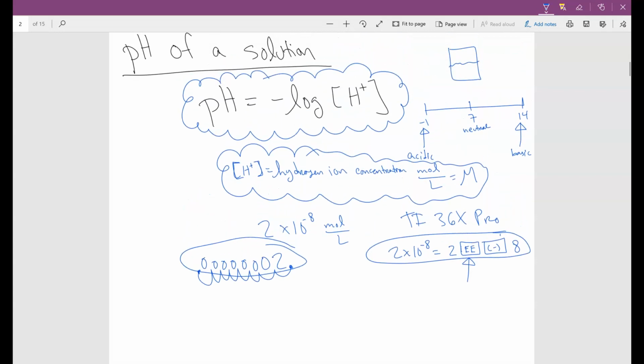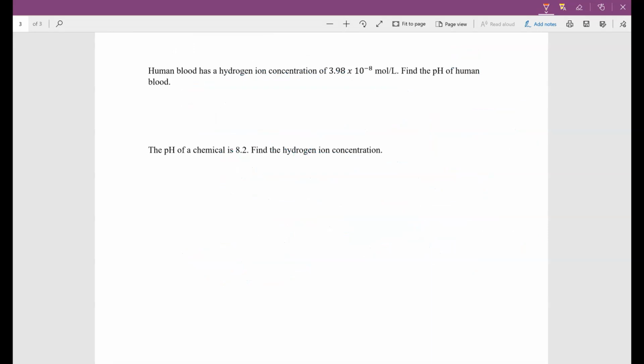So let's do a couple of examples. This isn't too bad. This is actually a freebie. I like giving these questions on the exam because it prepares you for chemistry, and it also helps you practice with small quantities, and it's a freebie basically. So here we have, human blood has a hydrogen ion concentration of 3.98 times 10 to the negative 8 moles per liter. So find the pH of human blood.